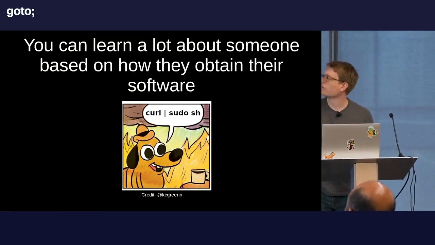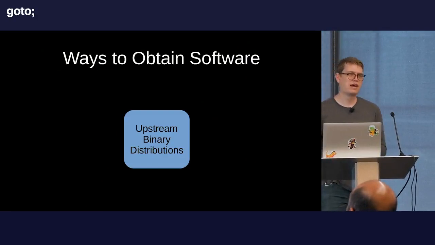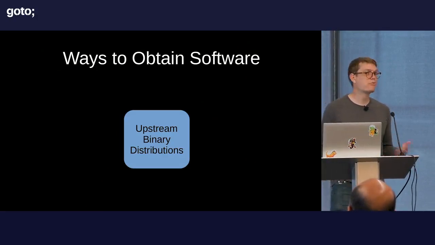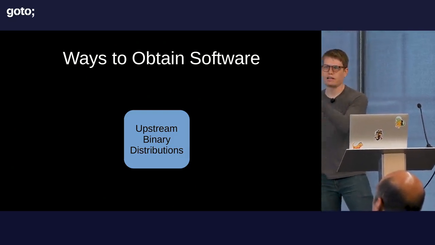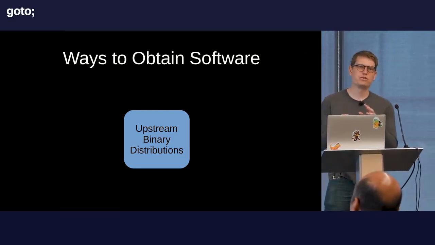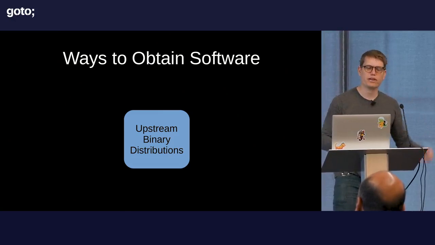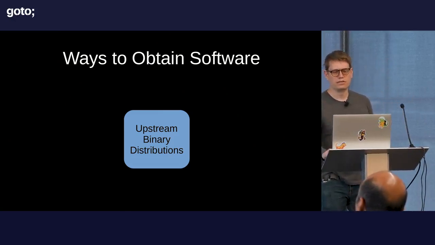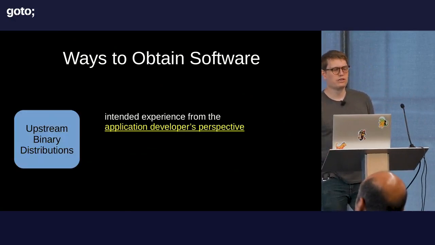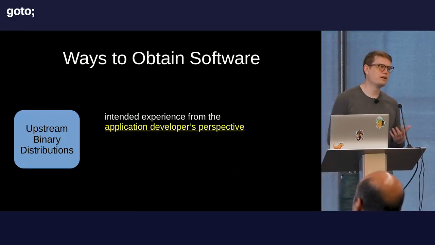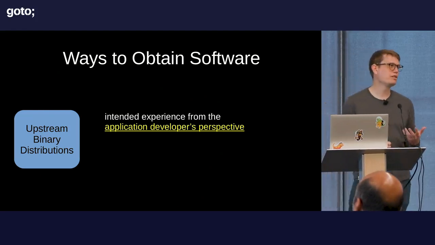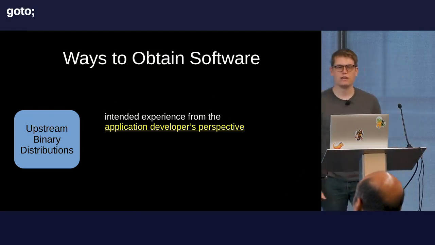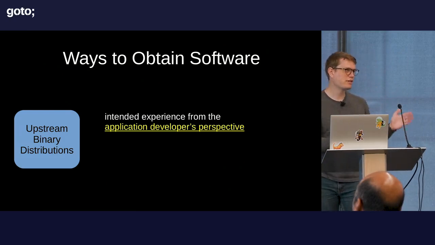So really what this little image is depicting is just a way to obtain software, which is an upstream binary distribution. Upstream means it's the people who make the software. Downstream would be someone who takes someone else's software and packages it and does something with it. So if you install software this way, you're actually getting a specific kind of experience. You're getting the intended experience according to the people who make the software. And maybe that's the right way for you to experience that software. If your main focus is getting the experience that the developers of the software want you to get, that's a good way to get it.